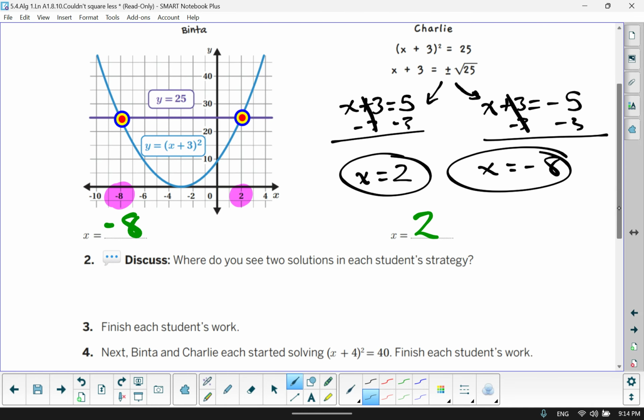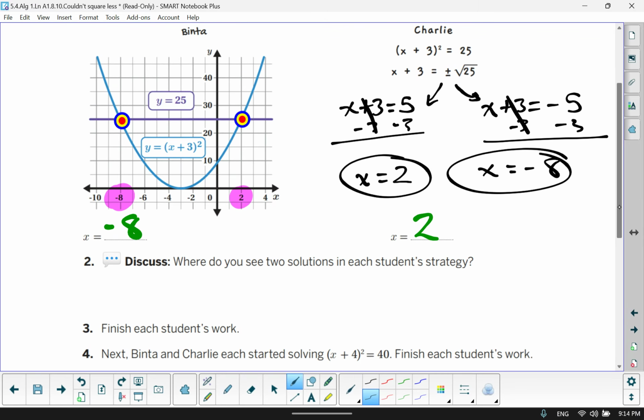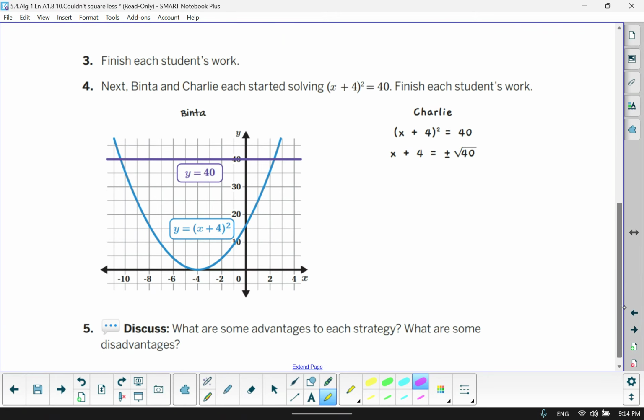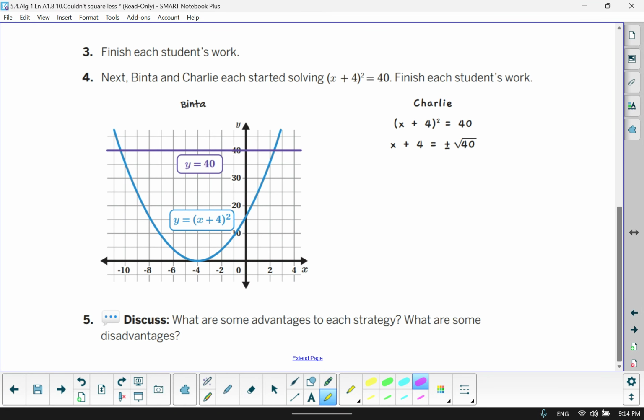Again, you see Binta's graphing, which we haven't talked too much about, and Charlie's taking the square root of both sides, remembering, please, that there are two possible quantities multiplied by itself that would get 25. That would be either positive 5 or negative 5, and we often use that plus-minus symbol. All right, now I want you to take a look down here.